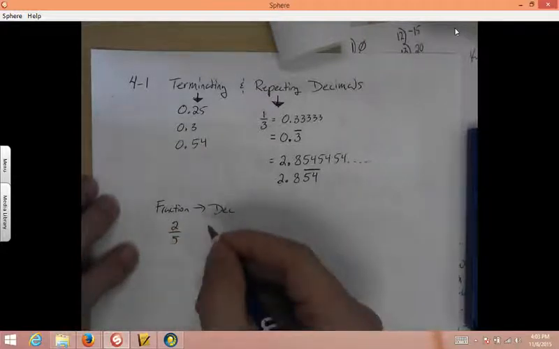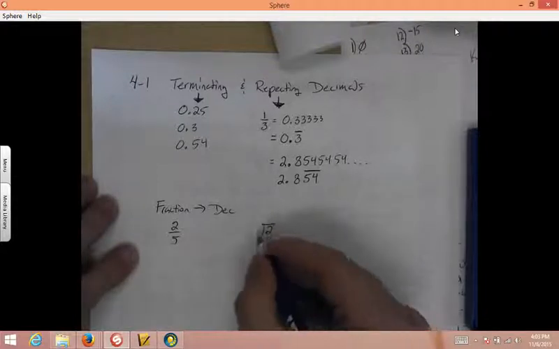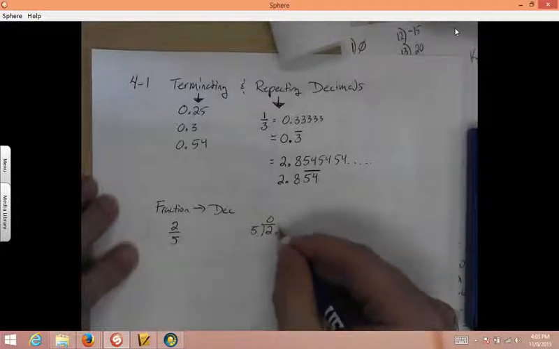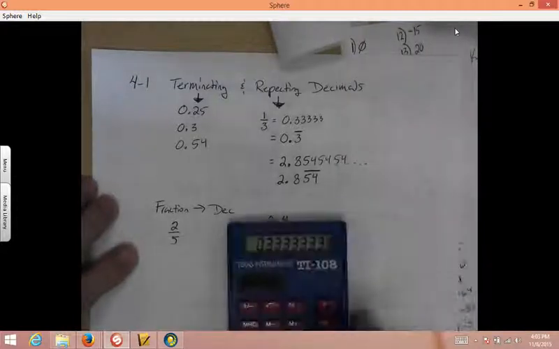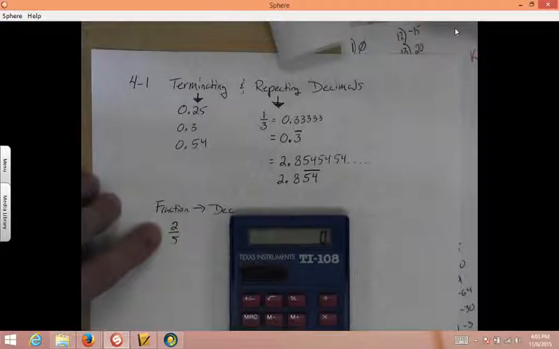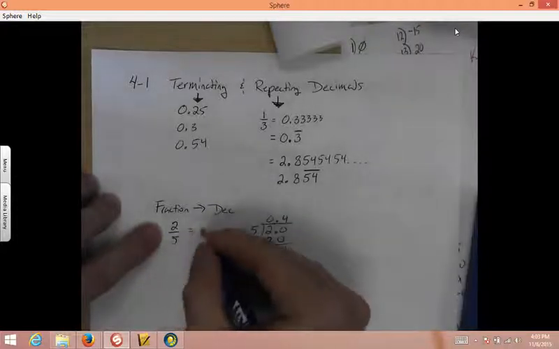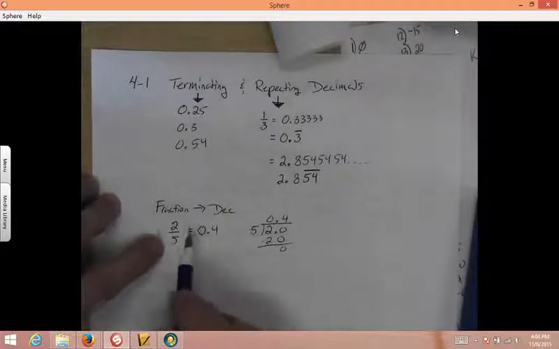Now to make it into a decimal, you could do the long division, top number in the box, top dog in the house, put the 5 out here, 5 goes into 2 0 times, add a decimal, and so on. You could do all this if you wanted to. Or, in your calculator, you can just do top number divided by bottom number. There we go. 0.4. A terminating decimal. That's how you turn a fraction into a decimal. Just top number divided by bottom number.